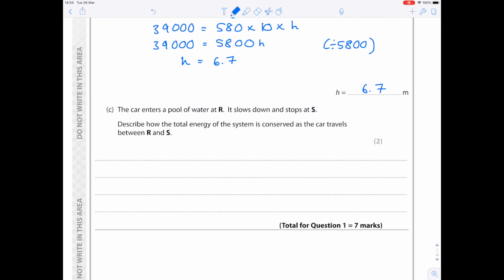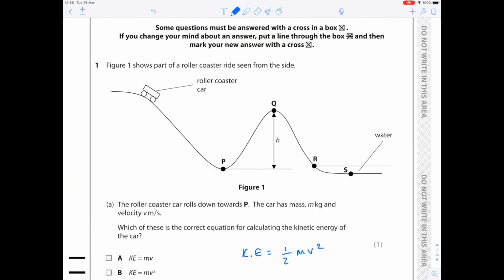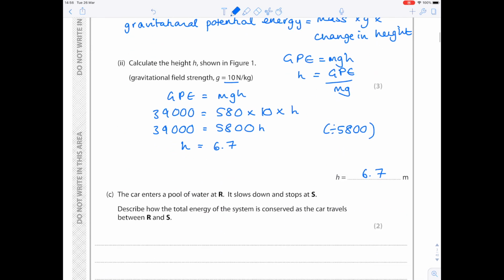C. The car enters a pool of water at R. It slows down and stops at S. Describe how the total energy of the system is conserved as the car travels between R and S. So have a look at the path of the roller coaster car. I mean, this is a fairly standard answer. You need to state first of all that work is done against friction, and then the energy is converted to another form, such as thermal energy in the water, as shown on the diagram, or it could be gravitational potential energy of the water as well. So either of those options is the correct answer.